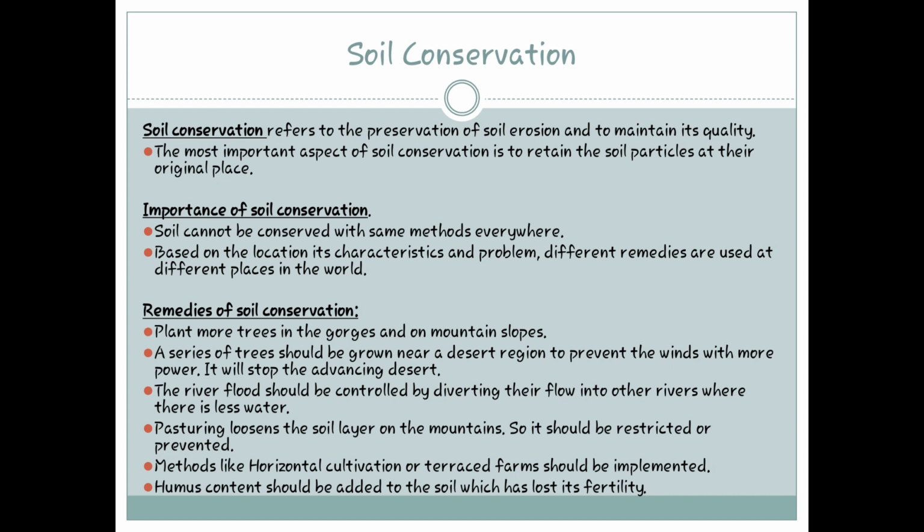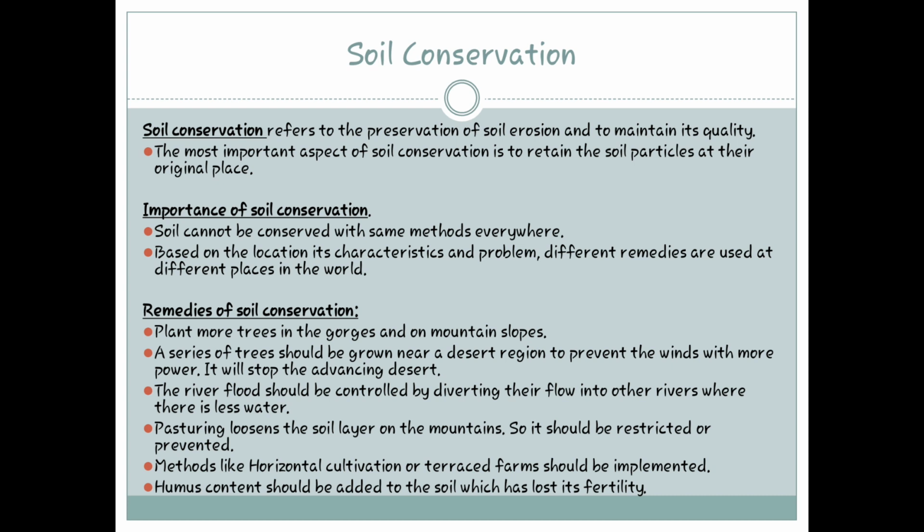In this region, there is maximum possibility of losing soil and soil erosion. We can prevent it by planting more trees so that the roots of the plants and trees will hold the soil, soil erosion will be prevented and we can conserve the soil. Another one is that a series of trees should be grown near a desert region to block winds with more power. It will stop the advancing deserts.